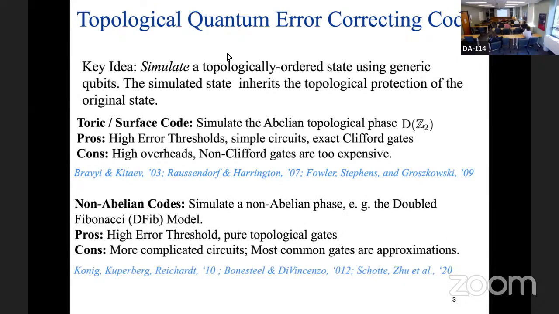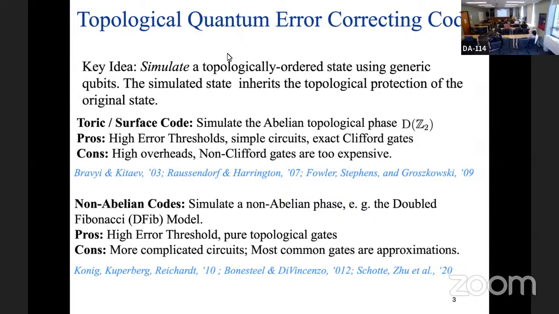The other approach, which is more relevant to what I will be talking about, is the idea of building your quantum error correcting code based on what are known as non-Abelian topological phases, for example, the double Fibonacci model, which I will be explaining soon. Here, I just flash out some pros and cons of this approach. I will talk about non-Abelian models in a minute. The advantage of this code is that it also has a high error threshold, at least for a memory that has been studied. And also, all the gates can be done purely topologically.